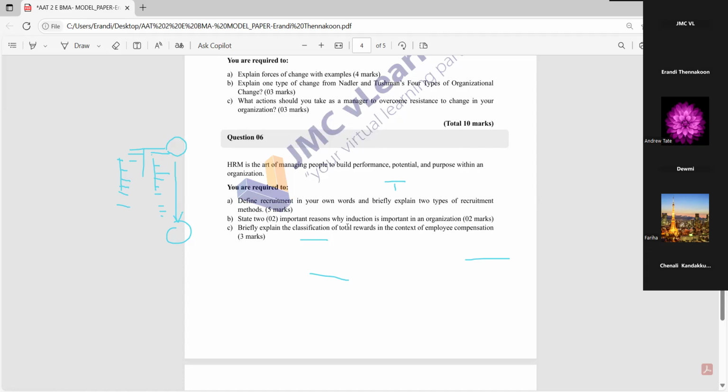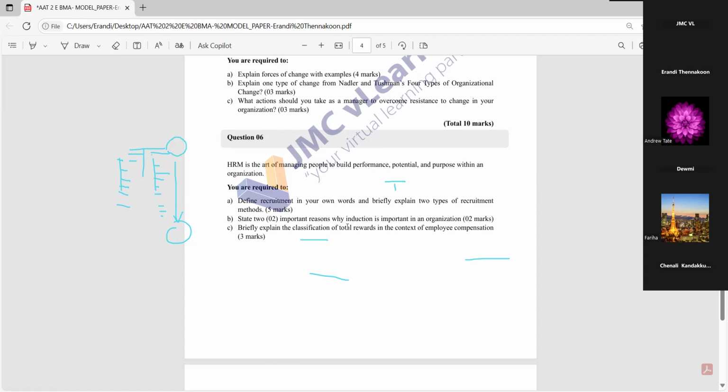So when creating a definition, we need to see what the main points are that we should give, right? When it comes to recruitment, it is the process of attracting a pool of qualified candidates. That's the simple idea, right? So it is a process of attracting and gathering a pool of qualified candidates to apply for job vacancies in an organization. So the main idea would be the process of attracting and gathering a pool of qualified candidates, right?